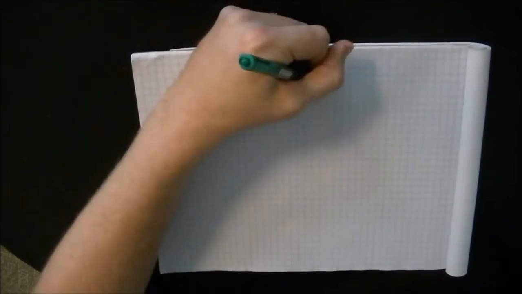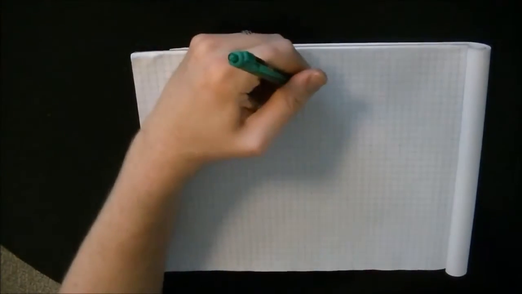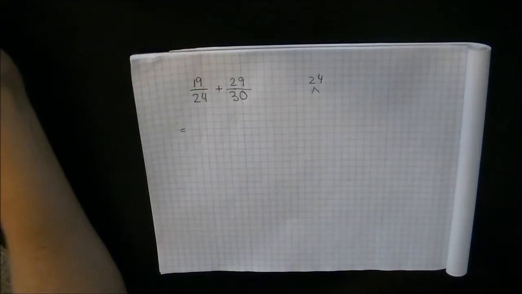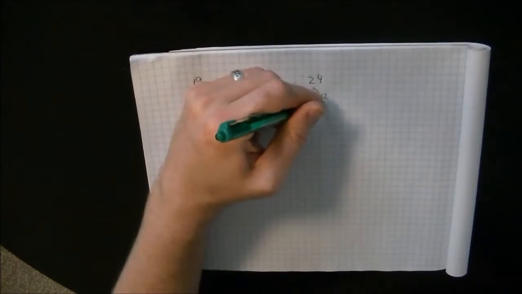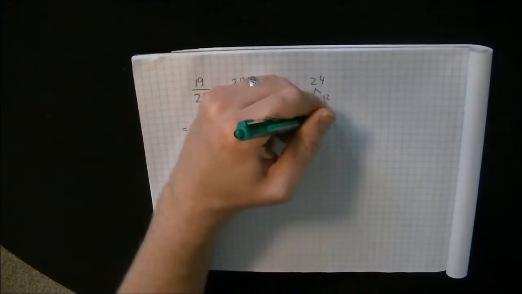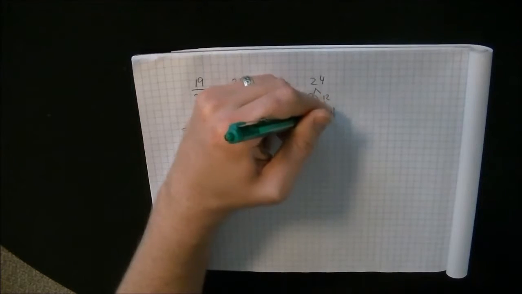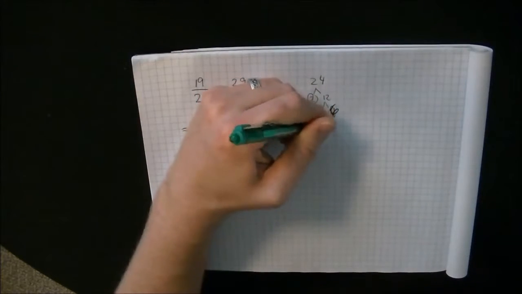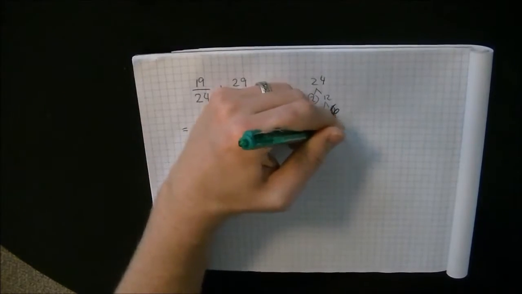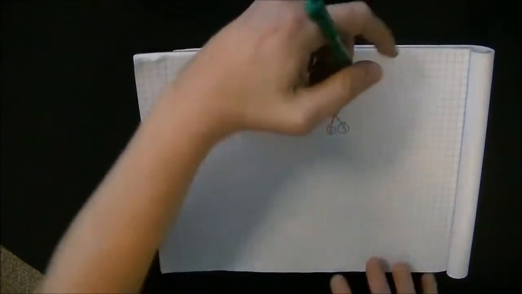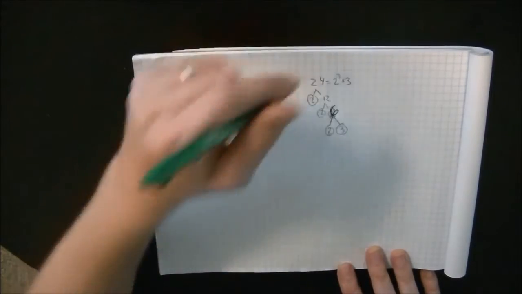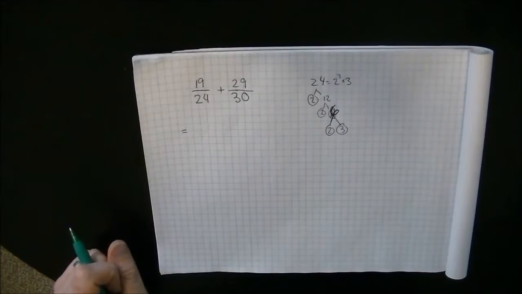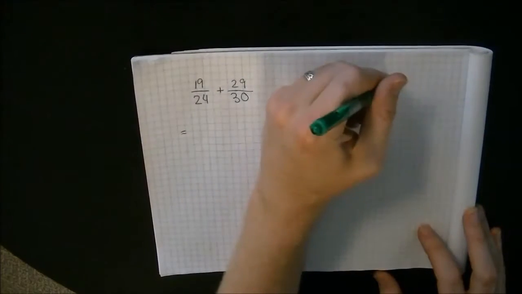Okay, so the factors of 24 are, well, we know we can factor out a 2, and that leaves us with 12, and then we can factor out another 2, and that leaves us with 6. 6 is not prime, so then we can factor out a 2 and a 3. Okay, so 24 is equal to 2 cubed times 3, 8 times 3. Okay, cool.